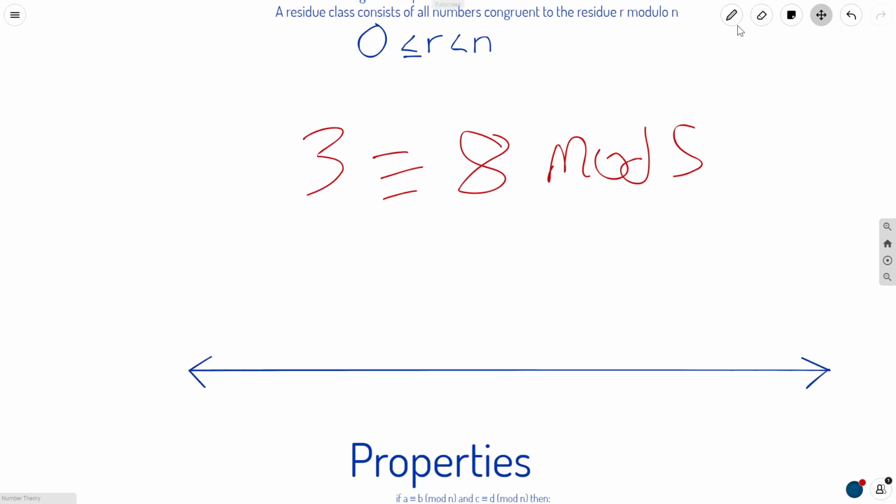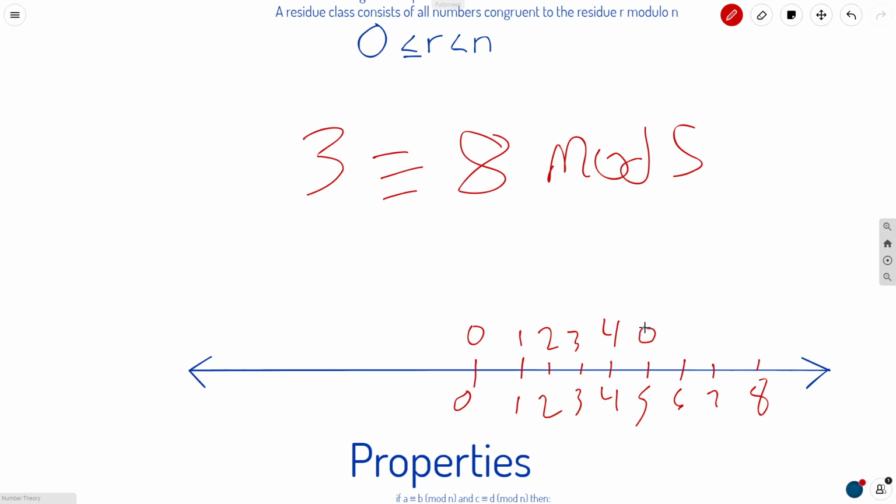And if we look at a number line here, we start with 0, go to 1, 2, 3, 4, 5, 6, 7, 8. We start off with all the residues, 1, 2, 3, and 4. We notice that once we hit our mod, we loop right back from the residues and we start numbering them all over again. And from this number line, we can see that 3 and 8 do have the same remainder, and as a result, they are congruent mod 5.